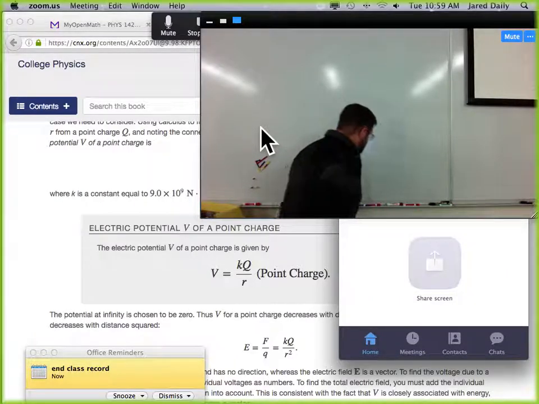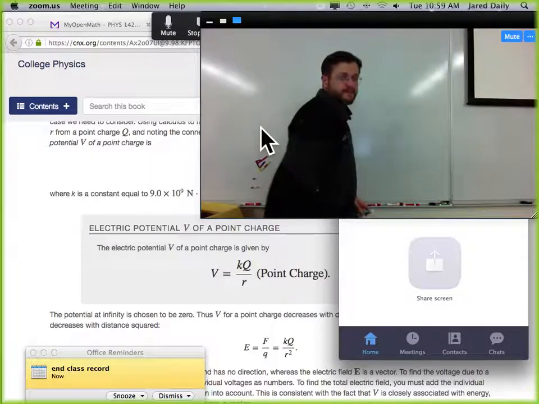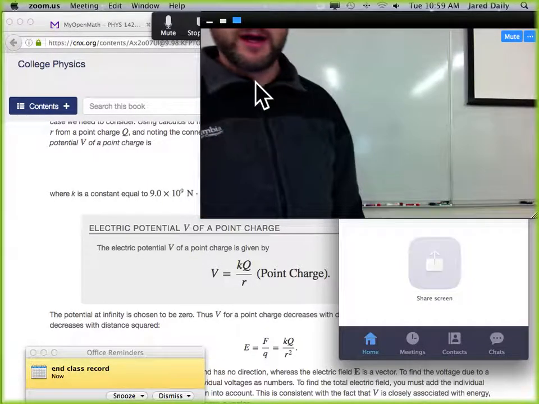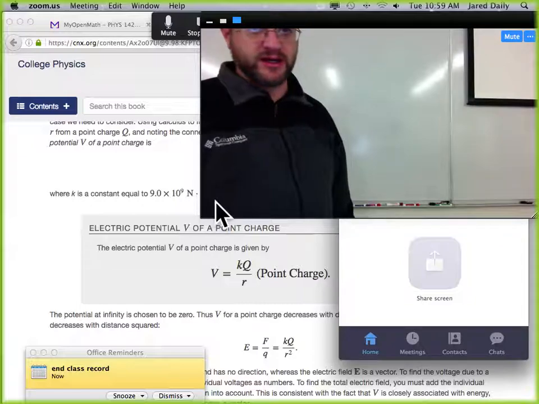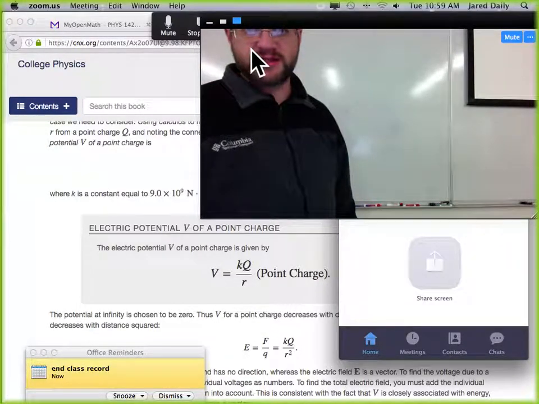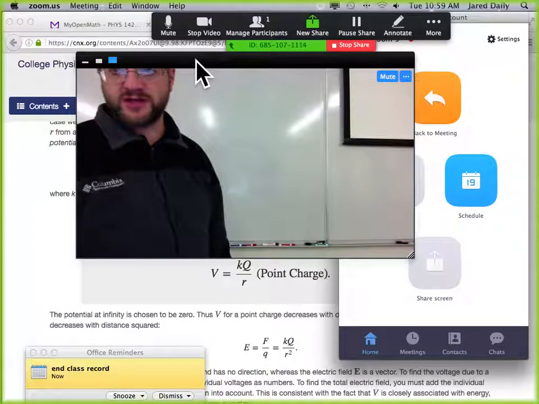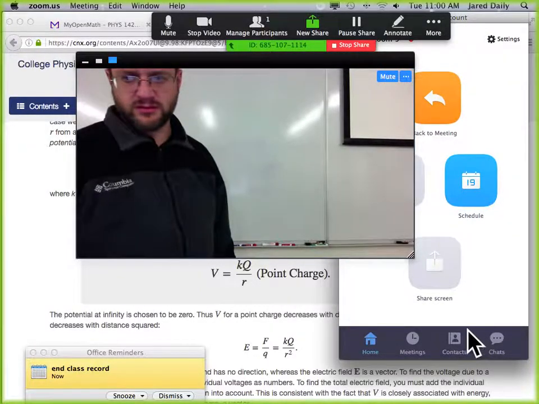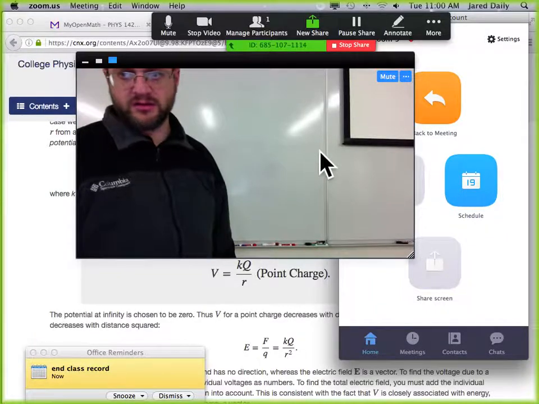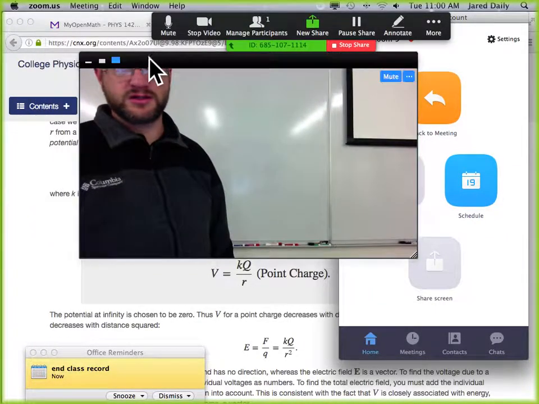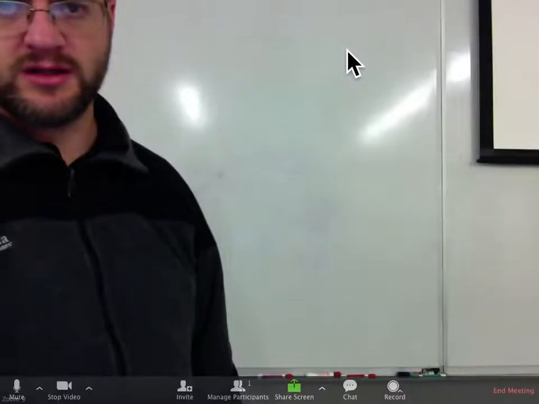So here's our point charge. How do I make this screen all the way big? I can't, for some reason it decided not to go back to its full size. And I can't even make it big. This is so annoying. There we go.